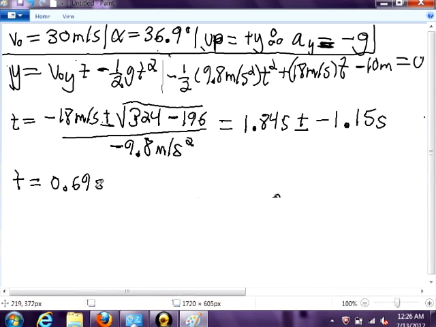Alright, so now, let's see. Okay, so now 1.84 seconds minus 1.5 seconds, so it's plus, so 1.84 seconds plus 1.15 seconds should be 2.99 seconds about.